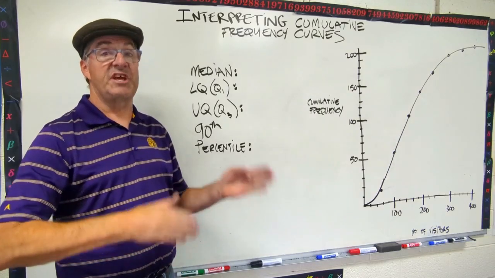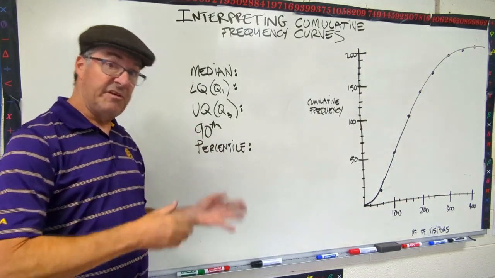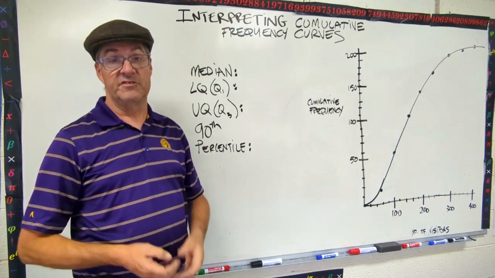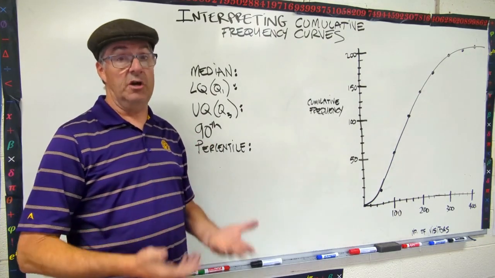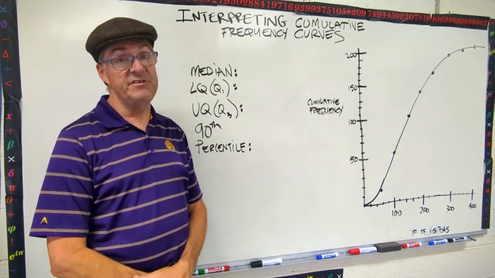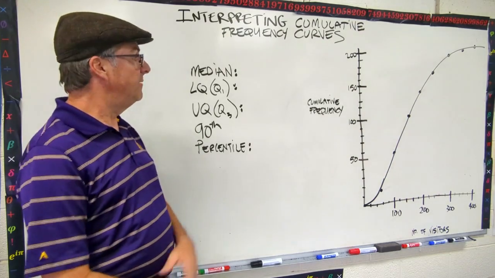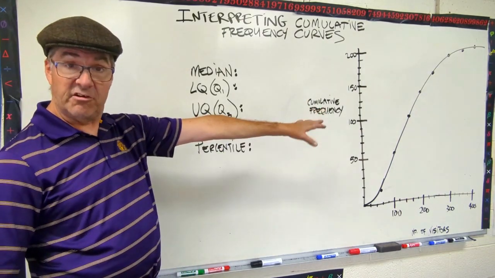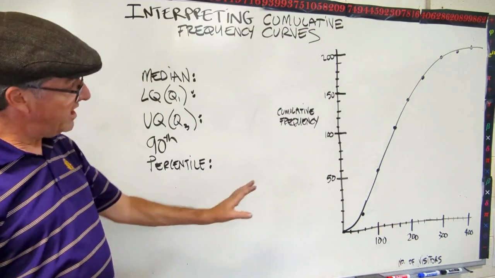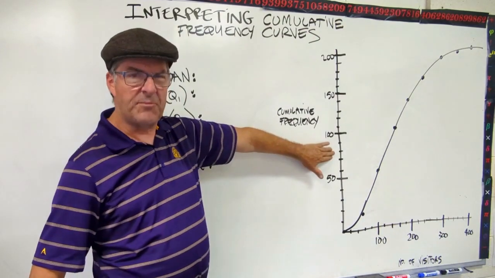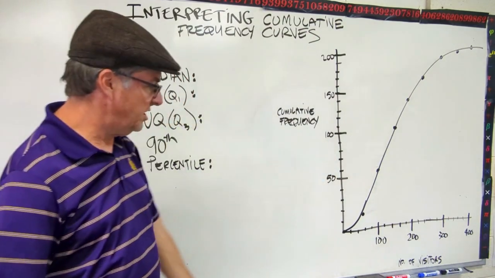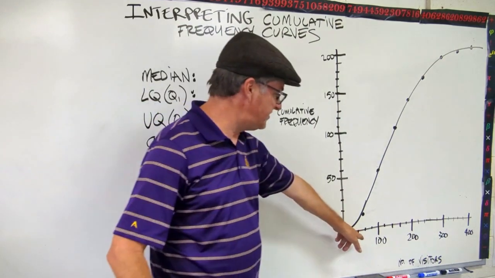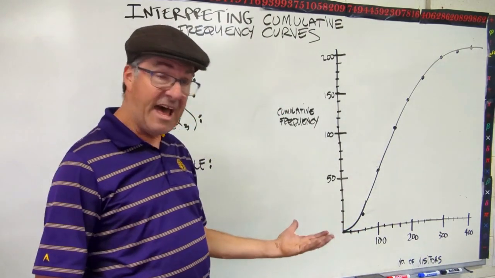Today's topic covers interpreting cumulative frequency curves. We can actually use these curves to find some of the values we've been hunting for a long time now by using the curve on the graph. You might recognize this is the graph that we developed a couple lessons ago. It's the cumulative frequency for the number of visitors. Actually, it was in our last lesson.